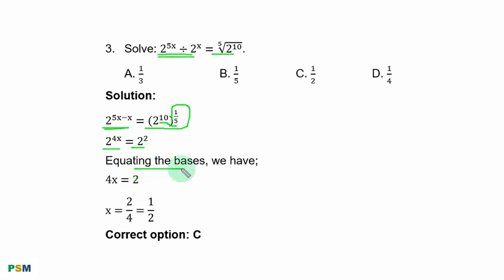Equating the bases, that is, you cancel them out, you are left with the powers: 4s equal to 2. To get s, divide both sides by 4, and you have 2 over 4, which reduces to 1 over 2. The correct option is C.